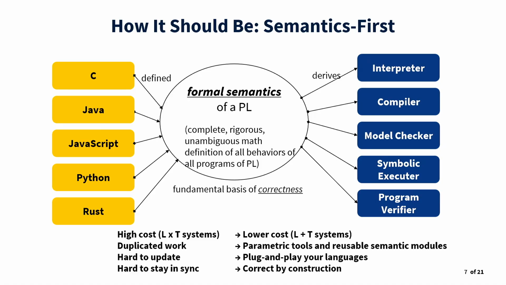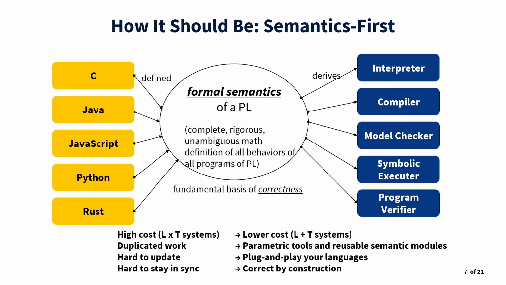And by doing so, we reduce the duplicated work via these parametric tools and also the reusable semantic modules for each language. Now languages become, instead of hard to update, plug and play. All you need to do is to define the formal semantics of a language using a tool called the K-framework that I'm going to explain later. But you can really plug and play your language, and this is extremely convenient if you're doing your own language, for example, if you're designing your own DSL for your domain.